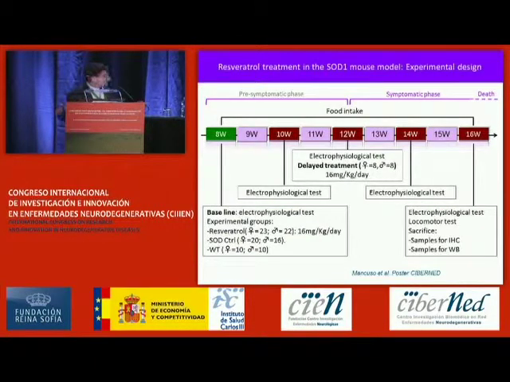Following the same design, we administered resveratrol to the animals from the 8th week of age. Resveratrol was added in the diet, so it was an easy sustained administration for the animals, at an average dose of 16 milligrams per kilo a day. There was 2-weekly follow-up, and some sampling for immunohistochemistry and molecular biology at 16 weeks, and other animals were followed up until death for survival analysis.